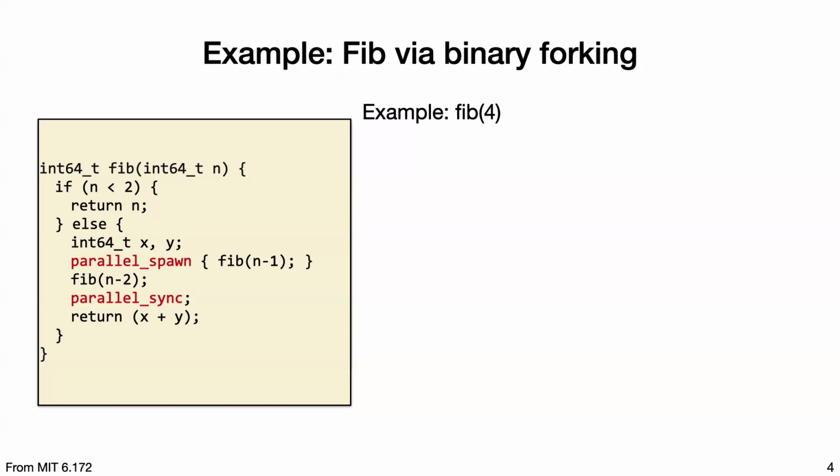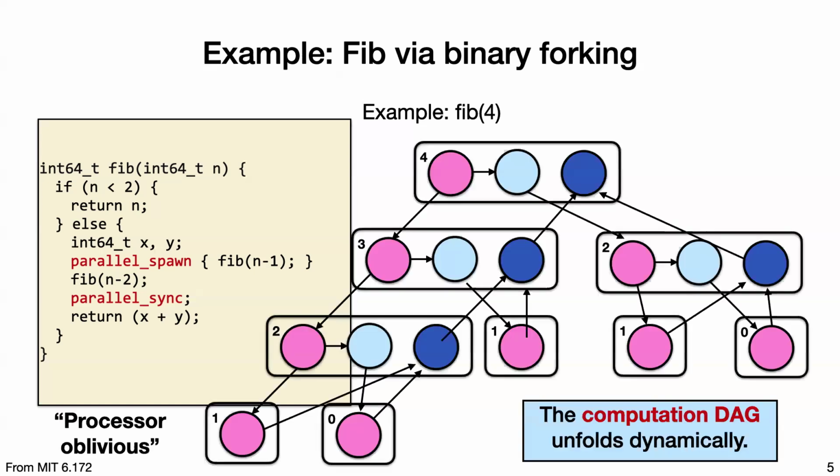Okay. So the way that we visualize the binary forking model is called the computation DAG. DAG is a directed acyclic graph. The nodes are like the function calls, and the edges are spawn or sync or continuation.